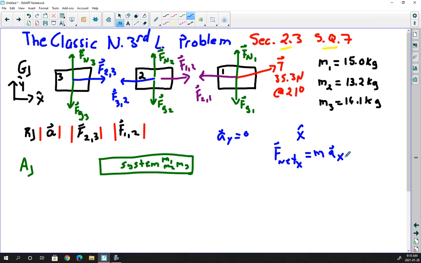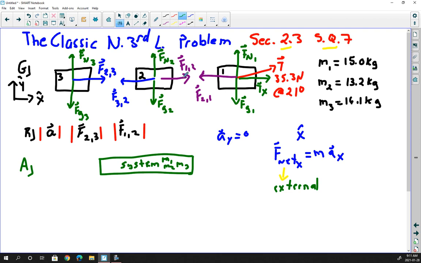And when we're using this system of idealizing everything together as one object, it really forces us to understand that when we are talking about F net, if we really take a look at Newton's second law, we did this earlier, he was talking about adding up all the external forces. Well, the only external force on this system in the x direction would be right here, tension x.